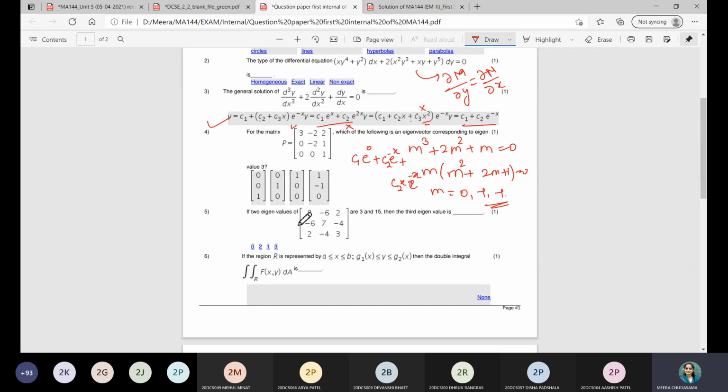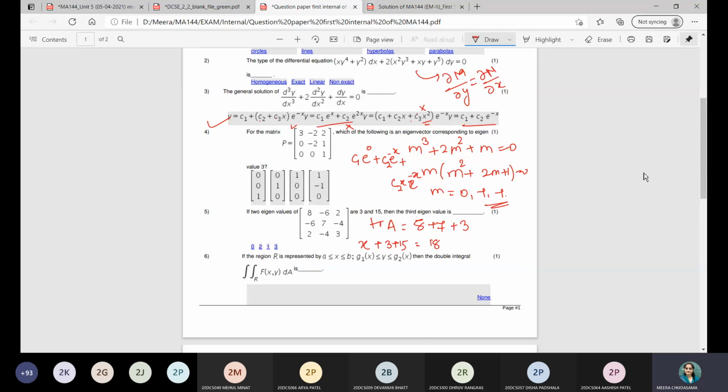In the fifth one, if 2 eigenvalues of this matrix are 3 and 15, then the third eigenvalue is? Will you apply a property here? Yes. See, trace of A. Very good. So trace of A is nothing but, if we consider the diagonal elements, then it is 8 plus 7 plus 3. And we have already seen in a property that the sum of the eigenvalues is always equal to the trace of A. So suppose the third eigenvalue we will consider as x, then x plus 3 plus 15 is equal to 18. So is it 0?